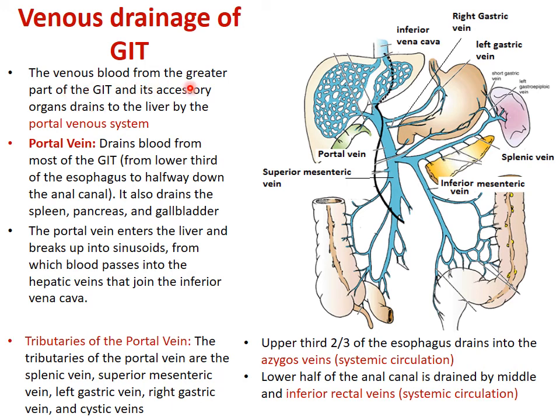Now, the venous blood from the greater part of the digestive system and the accessory organs drains to the liver by the portal venous system.